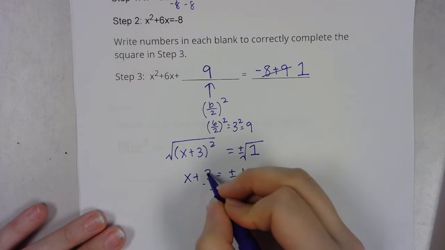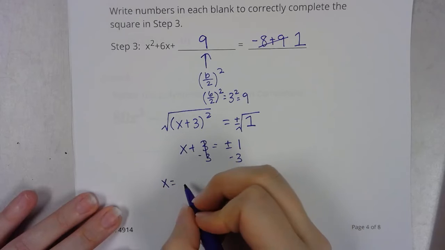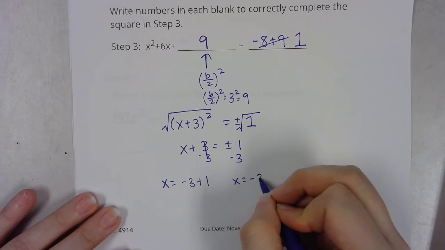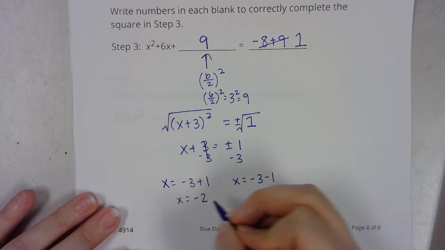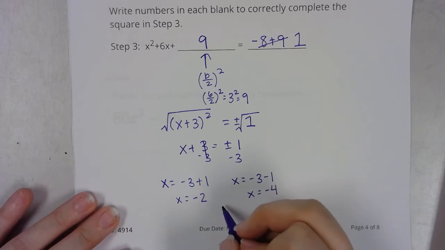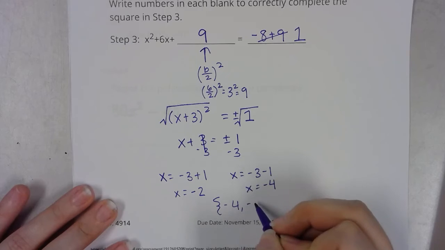Subtract 3 from both sides. So my solutions are negative 3 plus 1 and negative 3 minus 1. So negative 3 plus 1 is negative 2, and negative 3 minus 1 is negative 4. So my two solutions in this case would be negative 4 and negative 2.